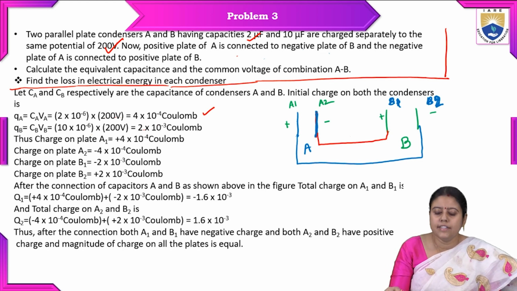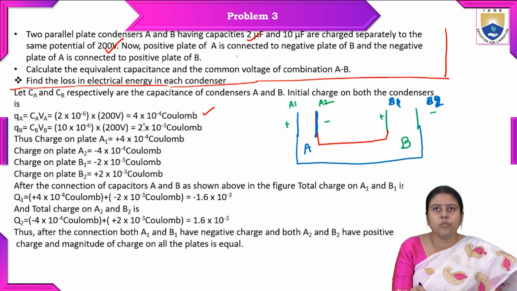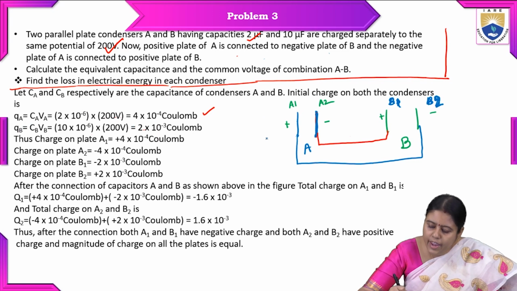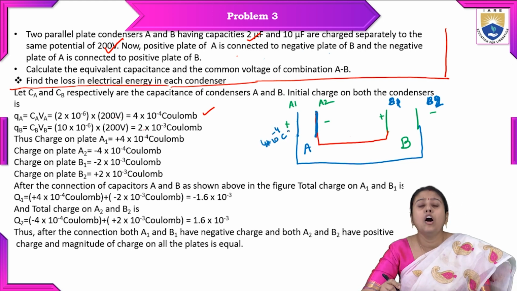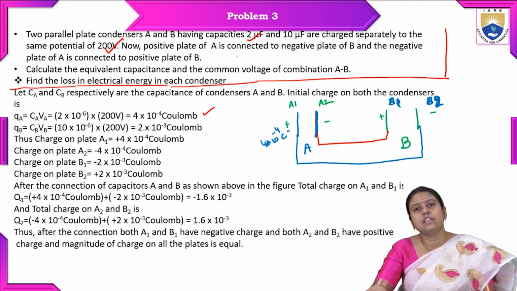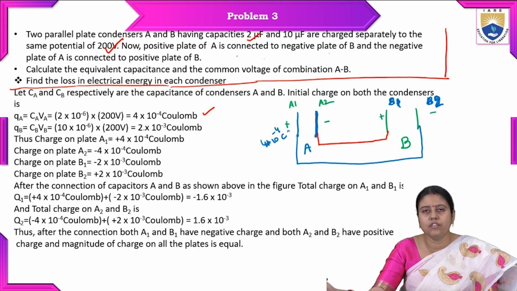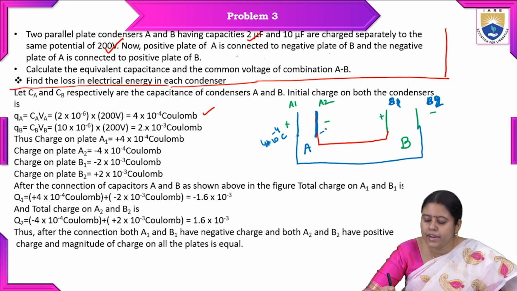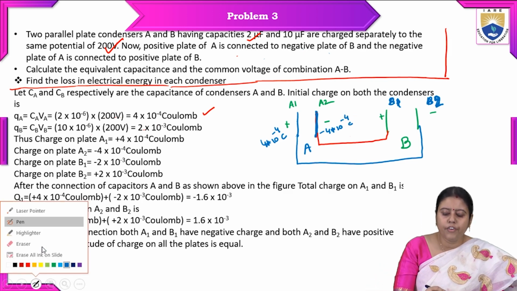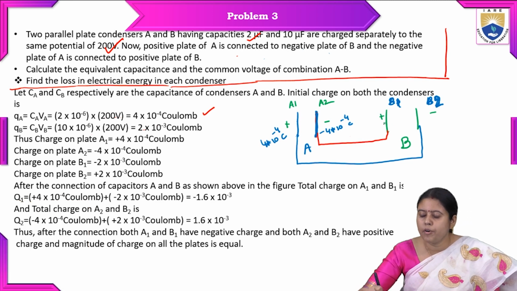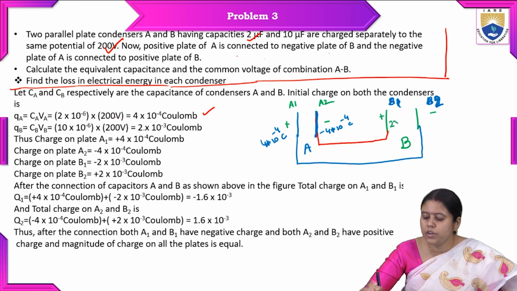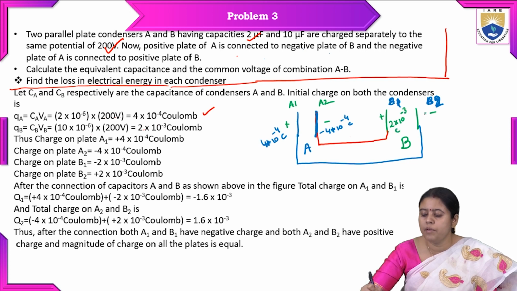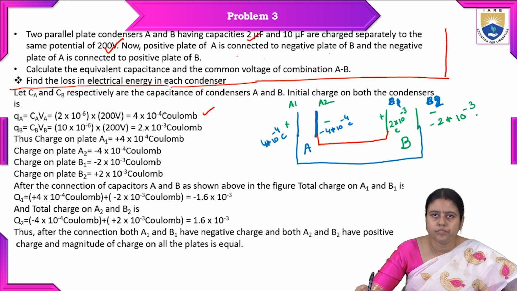Now, what is the charge in A1? We told that the charge is 4 into 10 to the power -4 coulomb in the positive plate. Similarly, for the induced charge, it should have -4 into 10 to the power -4 coulomb. If we go for B1, the positive plate has the charge of 2 into 10 to the power -3 coulomb, so the negative will be -2 into 10 to the power -3 coulomb.